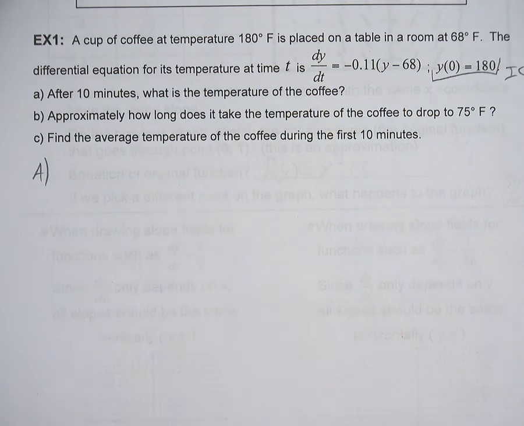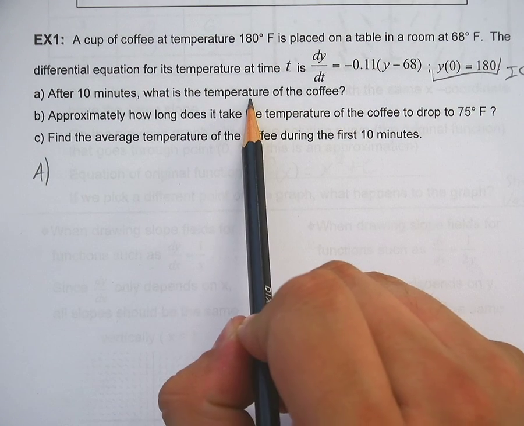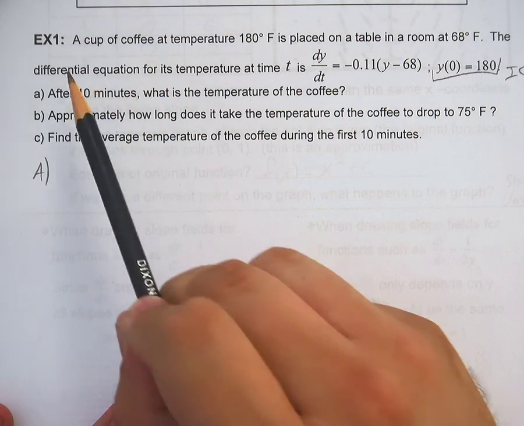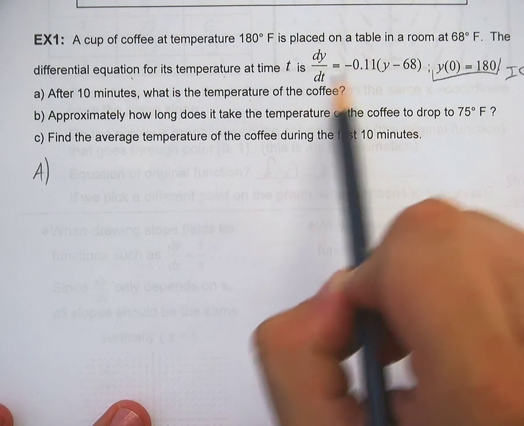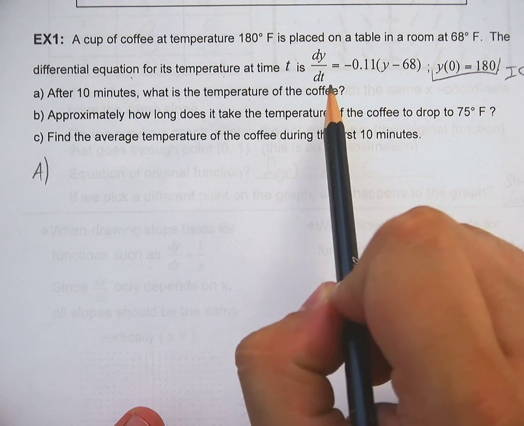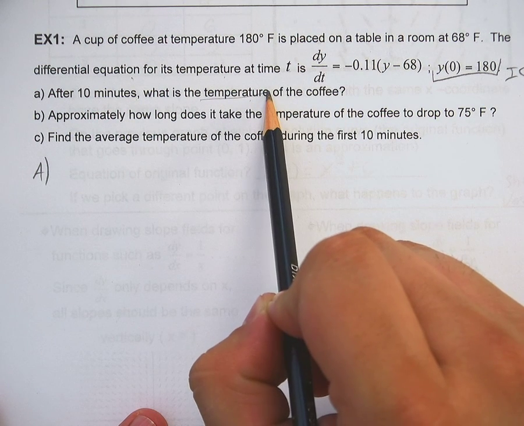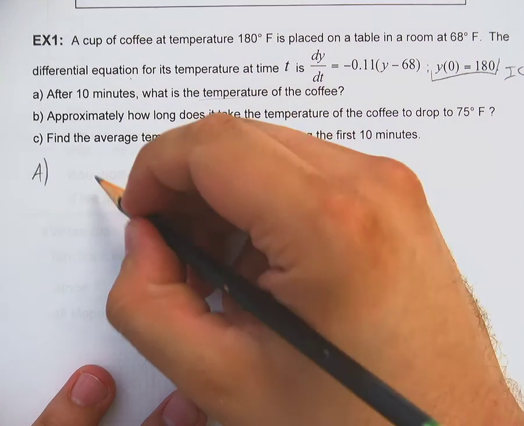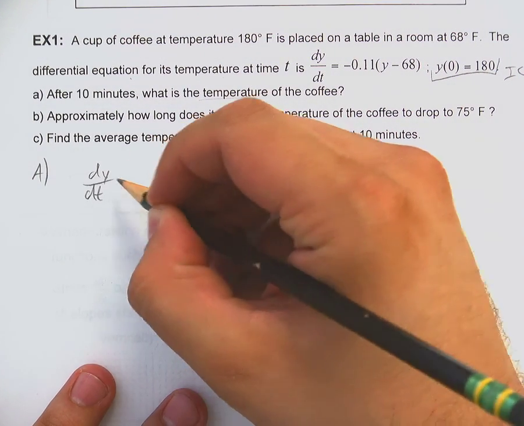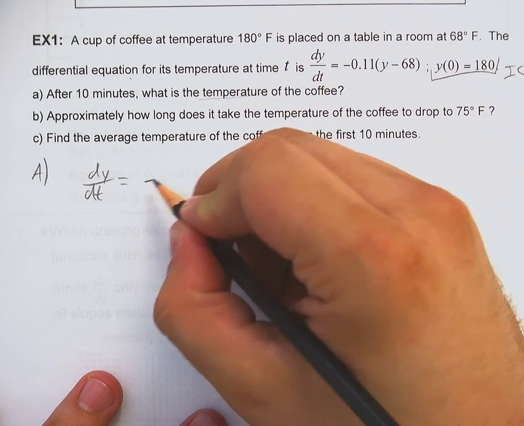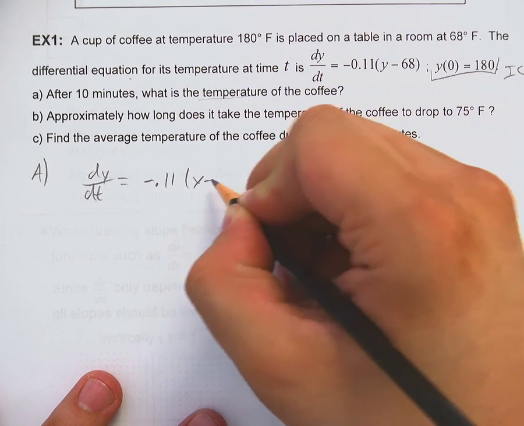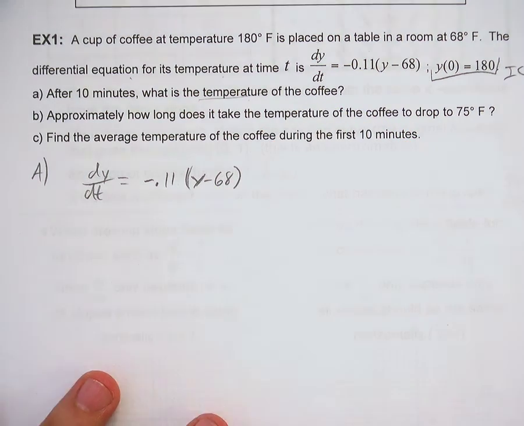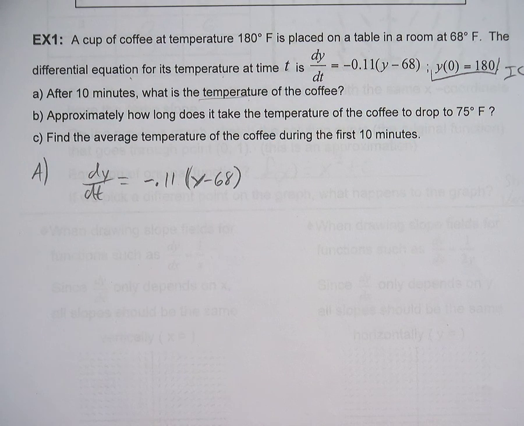So A says, after 10 minutes, what is the temperature? Well, what they've given me is the differential equation for its temperature. This is the rate at which the temperature is changing, and they want the temperature. So I'm going to have to solve this differential equation, right? So let's see what we can do. I've got dy/dt, starting out with the original equation here, -0.11(y - 68), and I am going to see if I can find out what y is.